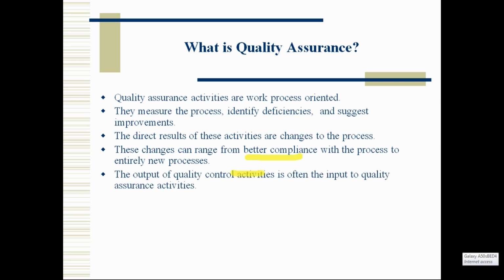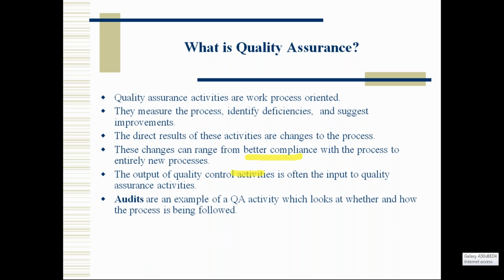The output of the quality control activities is often the input of the quality assurance activity. Yes. सारी चीजें input पे ही depend है आपकी quality control. Right? Audit is an example of QA activity. Perfectly right. Okay, team. So this is about the quality assurance activity. So finally, QA activity क्यों करना है? क्योंकि improvement चाहिए, better result चाहिए, better compliance with the process चाहिए. So that's why we have to perform this audit. Okay, team. Fine. That's great.